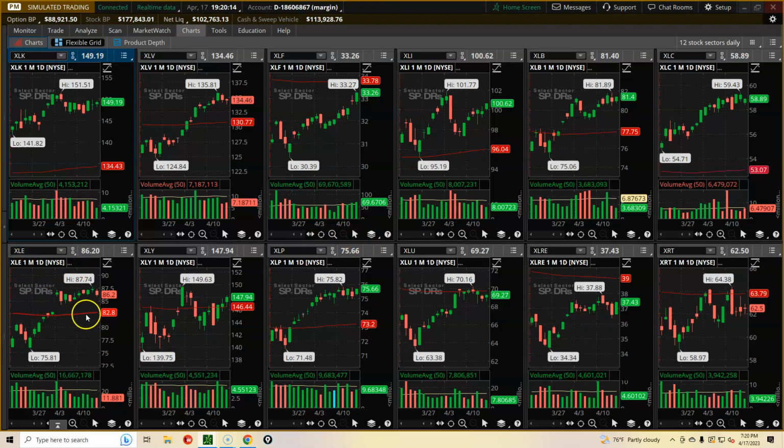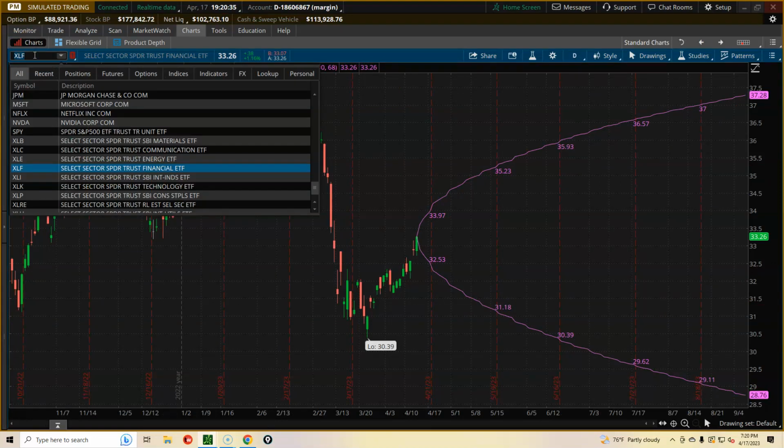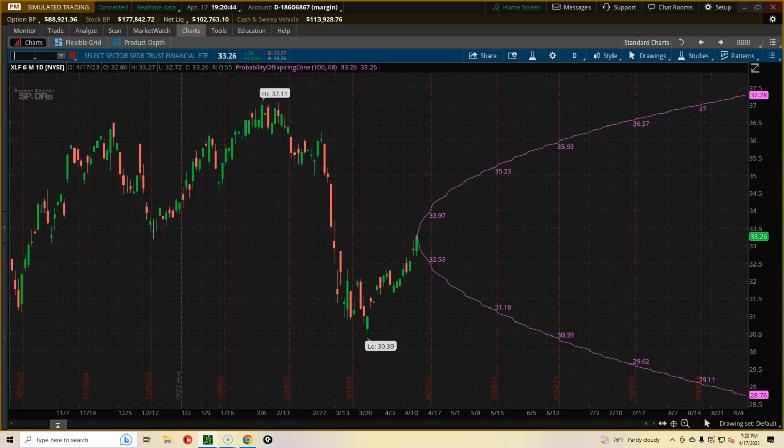How about energy? Let's take a look at energy, and let's look at selling a put option at $82. Let's see if we can get anything for that. It's kind of a far distance. So we can go like this. Turn this into XLE.